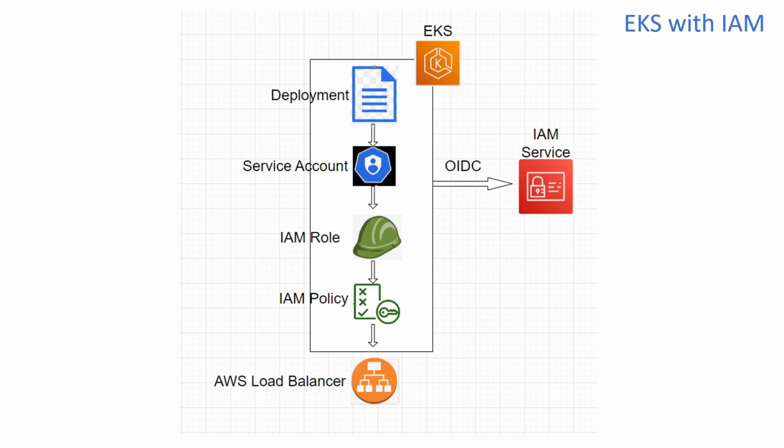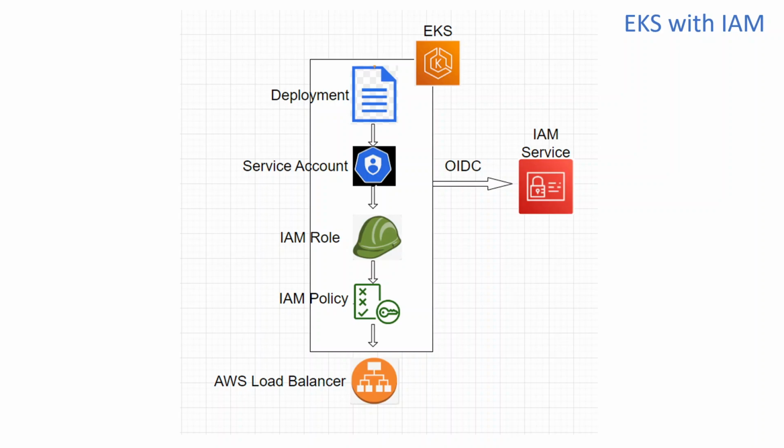First, we create an IAM policy and attach it to an IAM role. This policy allows us certain actions on AWS ALB. Then we create a service account in EKS which binds this IAM role with the deployment. And this service account is a concept of Kubernetes.